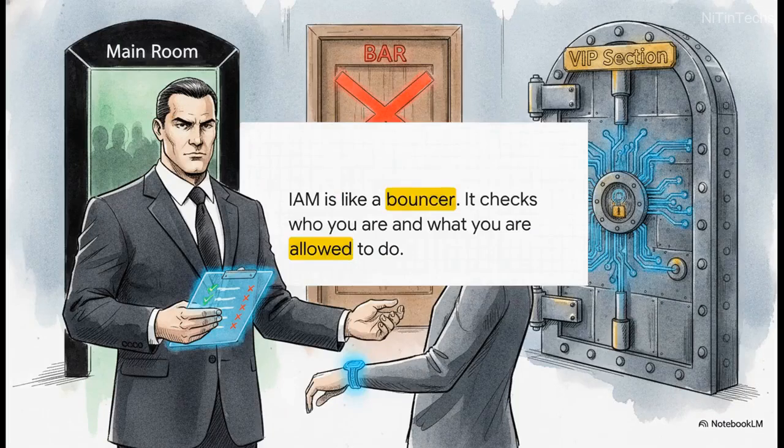Think of IAM like the ultimate security bouncer at a really exclusive VIP club. When someone walks up to the door, this bouncer doesn't just ask for a name. They verify exactly who you are and then cross-reference a highly specific list to see what you're actually allowed to do inside. Can you enter the main room? Sure. The VIP vault with all the sensitive customer data? Absolutely not, unless you've got the exact right clearance. IAM is that tireless bouncer.